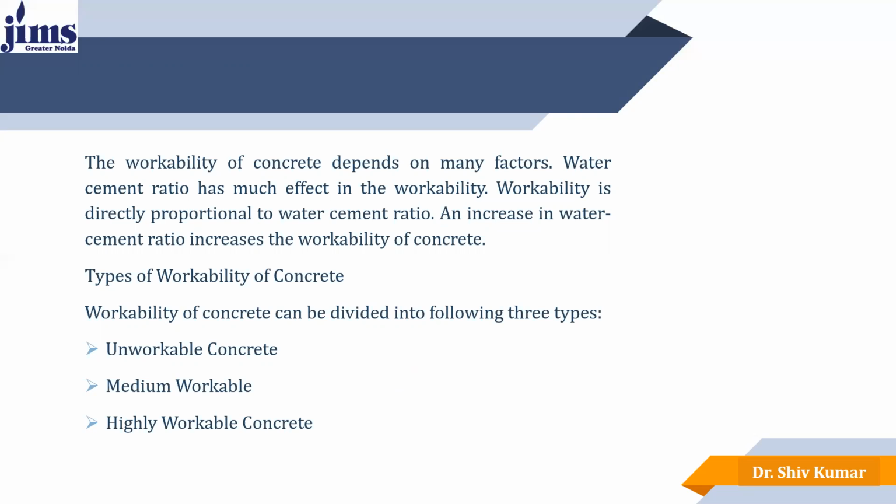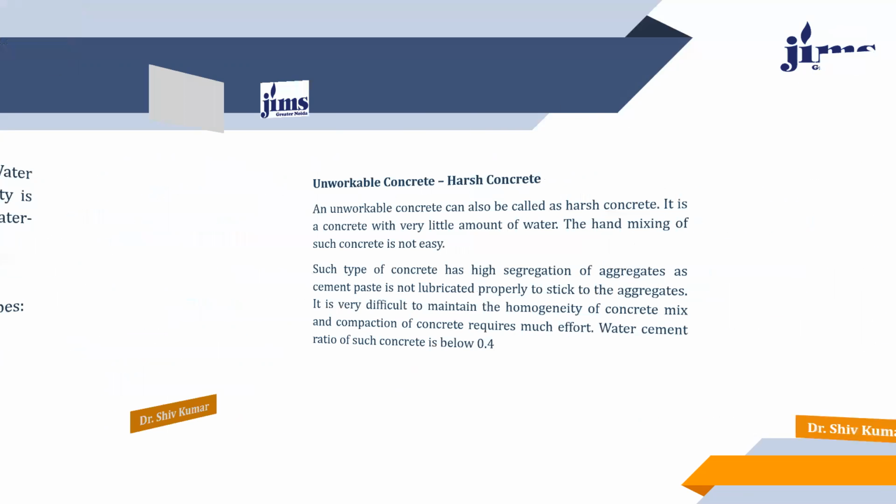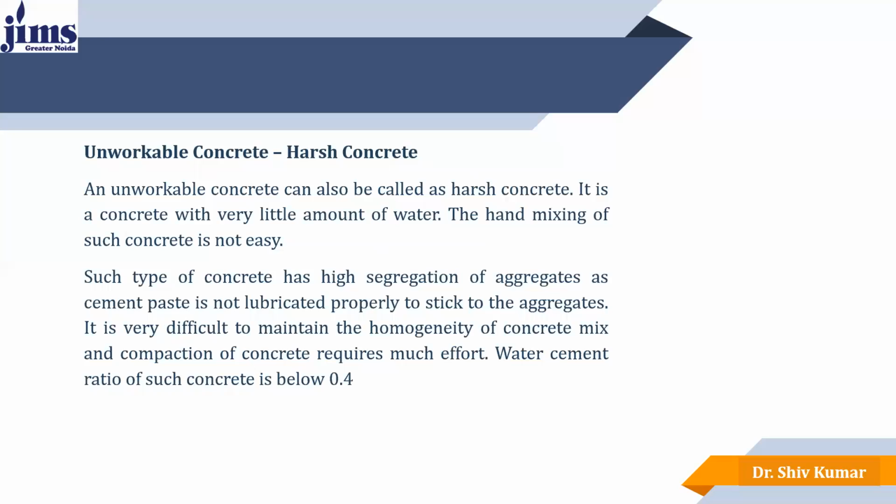Now let's talk about the types of workability of concrete. There are three types of workability: unworkable concrete, which means the water cement ratio is too low; medium workable, which means moderate; and high workable concrete, which means the water cement ratio is comparatively high. So first we'll talk about the unworkable concrete.